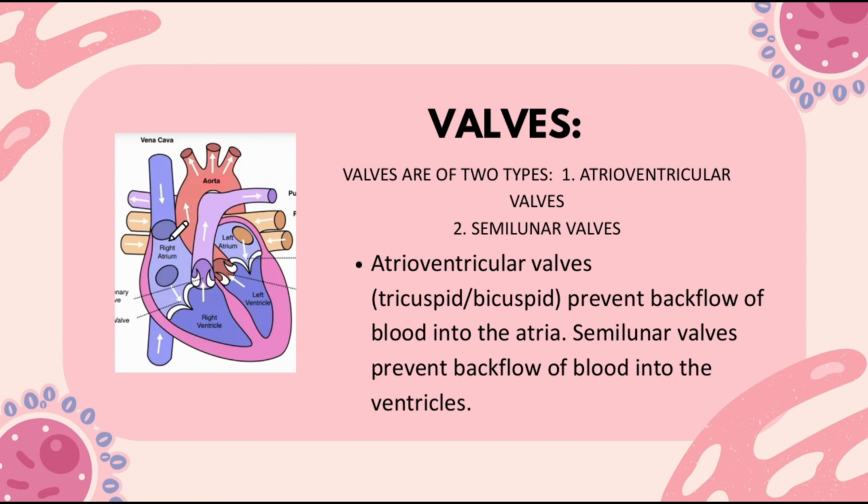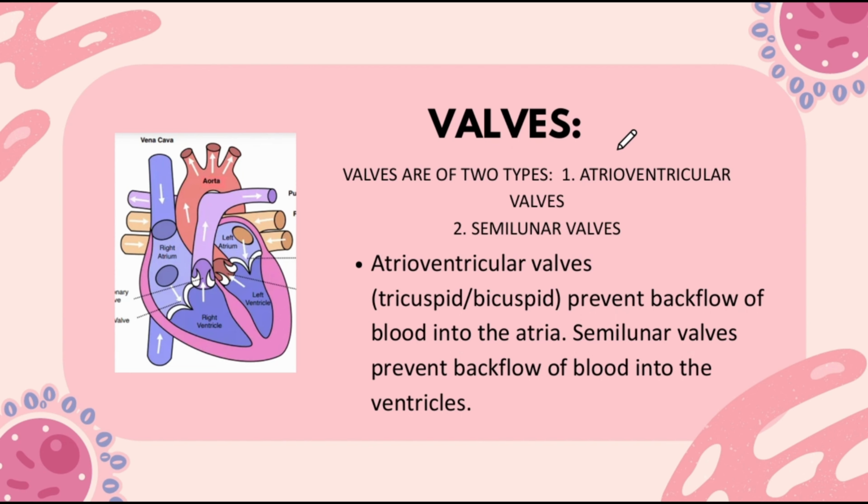The valve that is present between the right atrium and the right ventricle is called the tricuspid valve. And this valve helps in a way that when the right atrium contracts, the blood passes to the right ventricle and slowly the pressure inside the right ventricle increases. When the pressure is high inside the right ventricle and the blood starts to fill up the right ventricle, then the valve closes because it prevents the backflow of the blood into the atria.